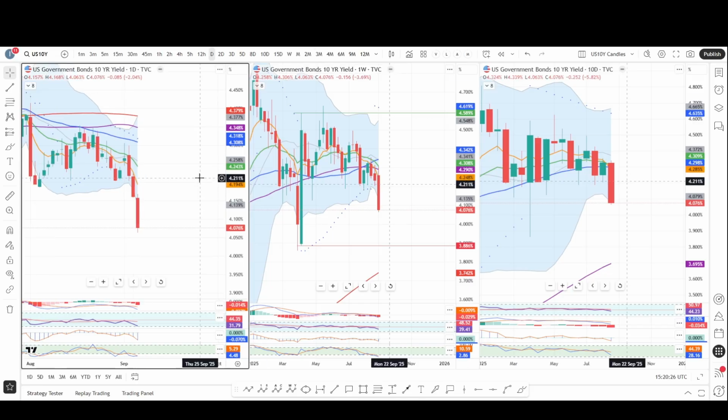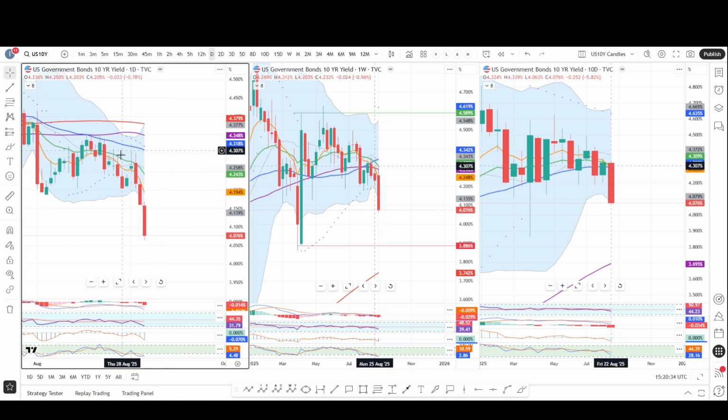Let's have a look at the 10-year yield. So on the daily frame, it looks bearish. However, I'd like to warn you that there is a good chance that we might see a bounce here, because small frames, several hourly frames, are strongly overbought. The question is what kind of bounce it will be.